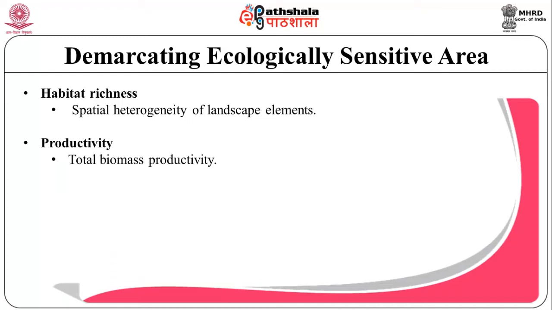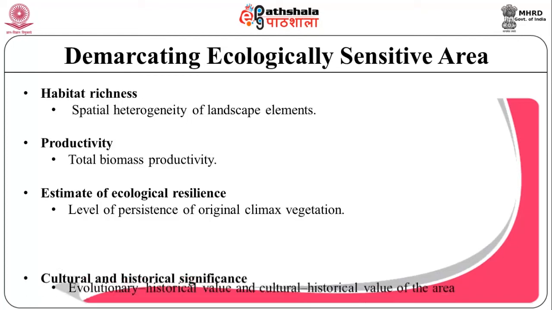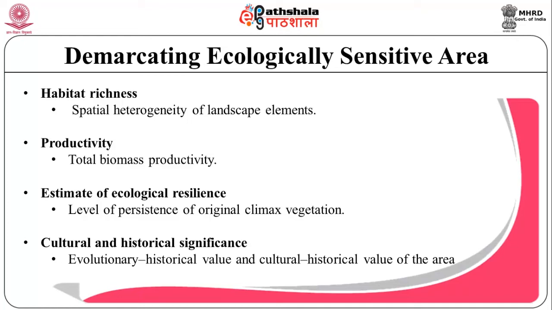We need to understand what is productivity. It is simply the total biomass of productivity. Now, estimation of ecological resilience can be done by understanding level of persistence of original climax vegetation. The next term you need to know and you will come across is the cultural and historical significance of the whole idea. Evolutionary historical value and cultural historical value of the area needs to be understood.